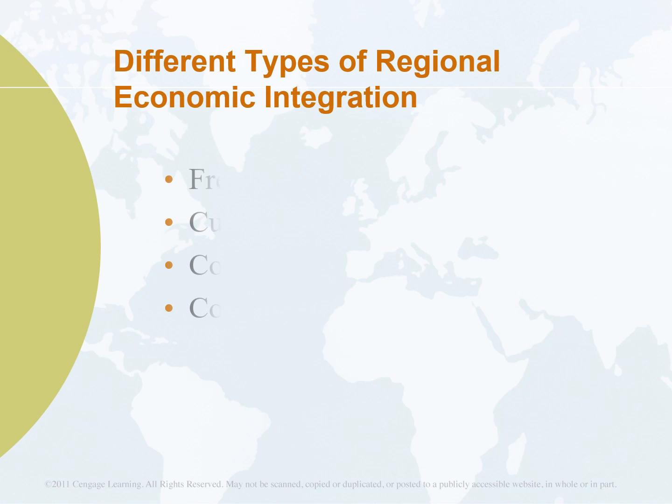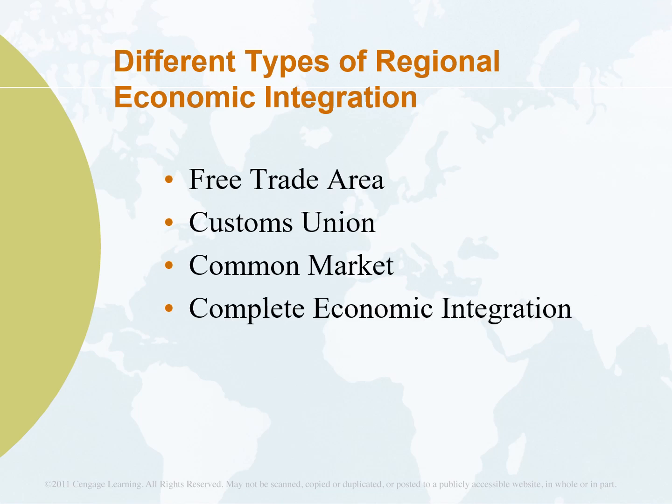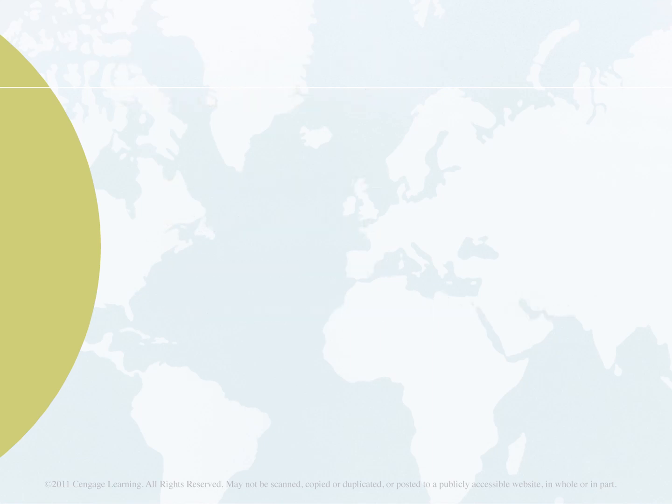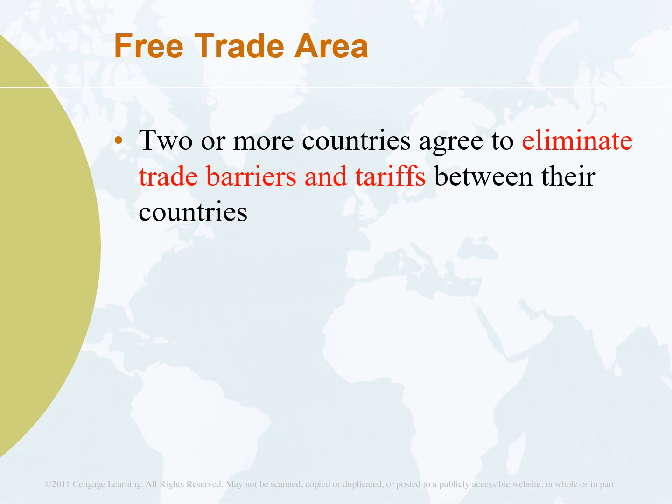There are different types of regional economic integration. The countries integrate themselves into different types of entities, organizations, to promote economic development. You need to know all these terms: free trade area, customs union, common market, and complete economic integration. Let's look at each one of them. First, what's a free trade area? A free trade area is where two or more countries agree to eliminate trade barriers and tariffs between the countries.